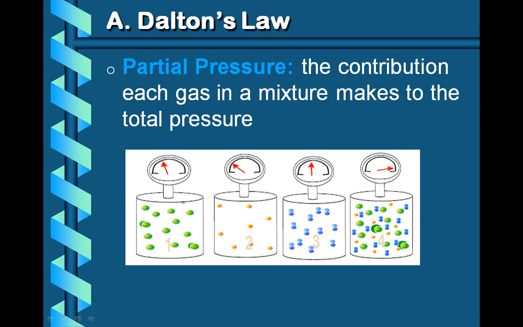So the first law we're talking about is Dalton's law. Dalton's law deals with a partial pressure of gas. And this occurs when you have several different gases mixed together. As you can see here, we have gas number 1 with a kind of a medium pressure, gas number 2 with a pretty low pressure, and gas number 3 with a higher pressure. When we mix all three of those together, we end up with the sum of all those pressures.